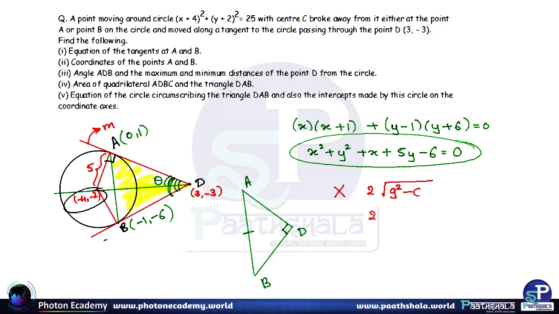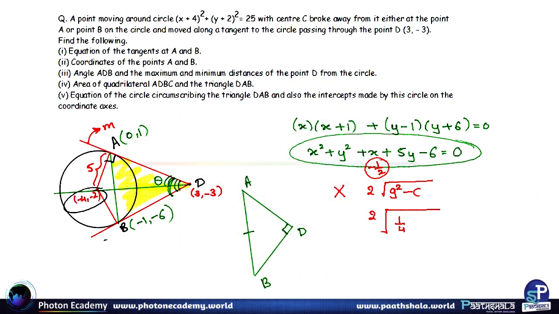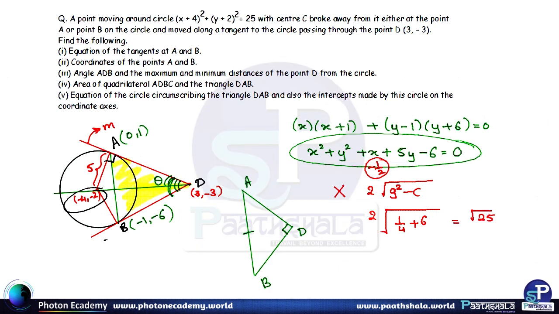So this will be 2. G is minus 1 by 2. So that will become 1 by 4 minus minus plus 6. So this is equal to, the 4 and 2 will get cancelled and inside we will have left 6 4s are 24 plus 1, so that's root 25. So the intercept is 5.